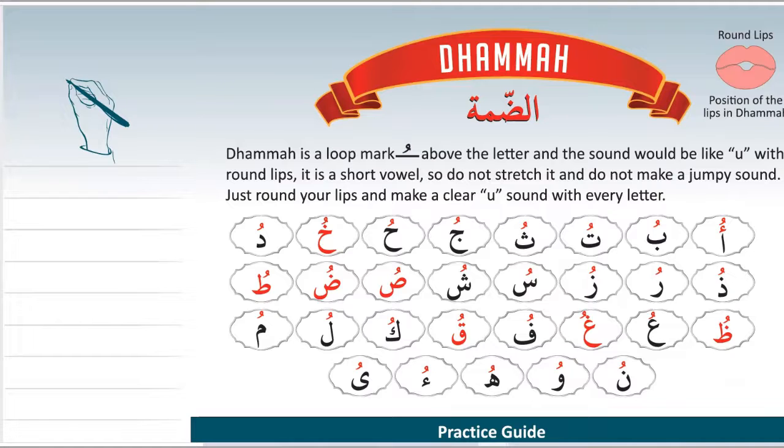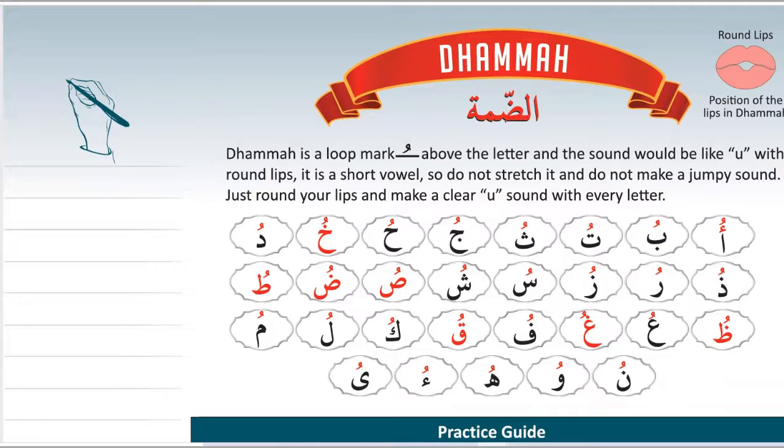You can recognize these letters very easily. It's a loop mark, or a small circle there. Whenever you see the sign, your lips should come into a round shape. Your lips will make a circle, a circular shape. So how will we pronounce these letters?